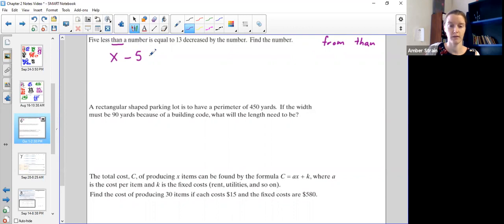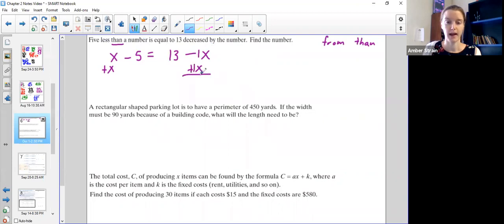Okay, the number minus 5 is equal to 13 decreased by the number. No sneaky words. 13 decreased by the number. 13 minus the number. Nothing sneaky to make this one backwards. From and than are pretty much the only ways to make it be backwards. 5 less than the number, backwards. 13 decreased by the number. Okay, now this is one of those with a variable on both sides, so I want to get them together. Okay, here's that ninja number. If I had a negative 1x, I would cancel it by adding a 1x.